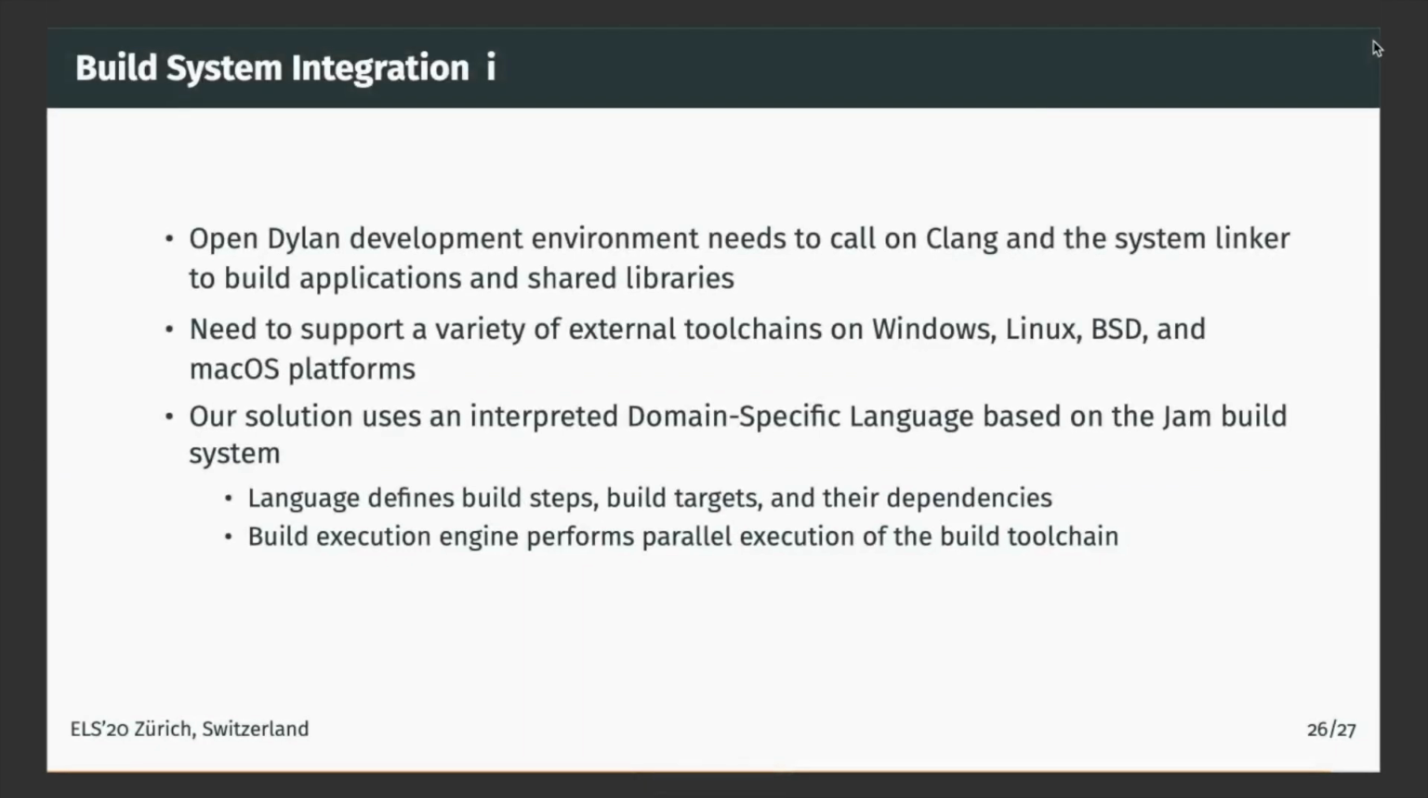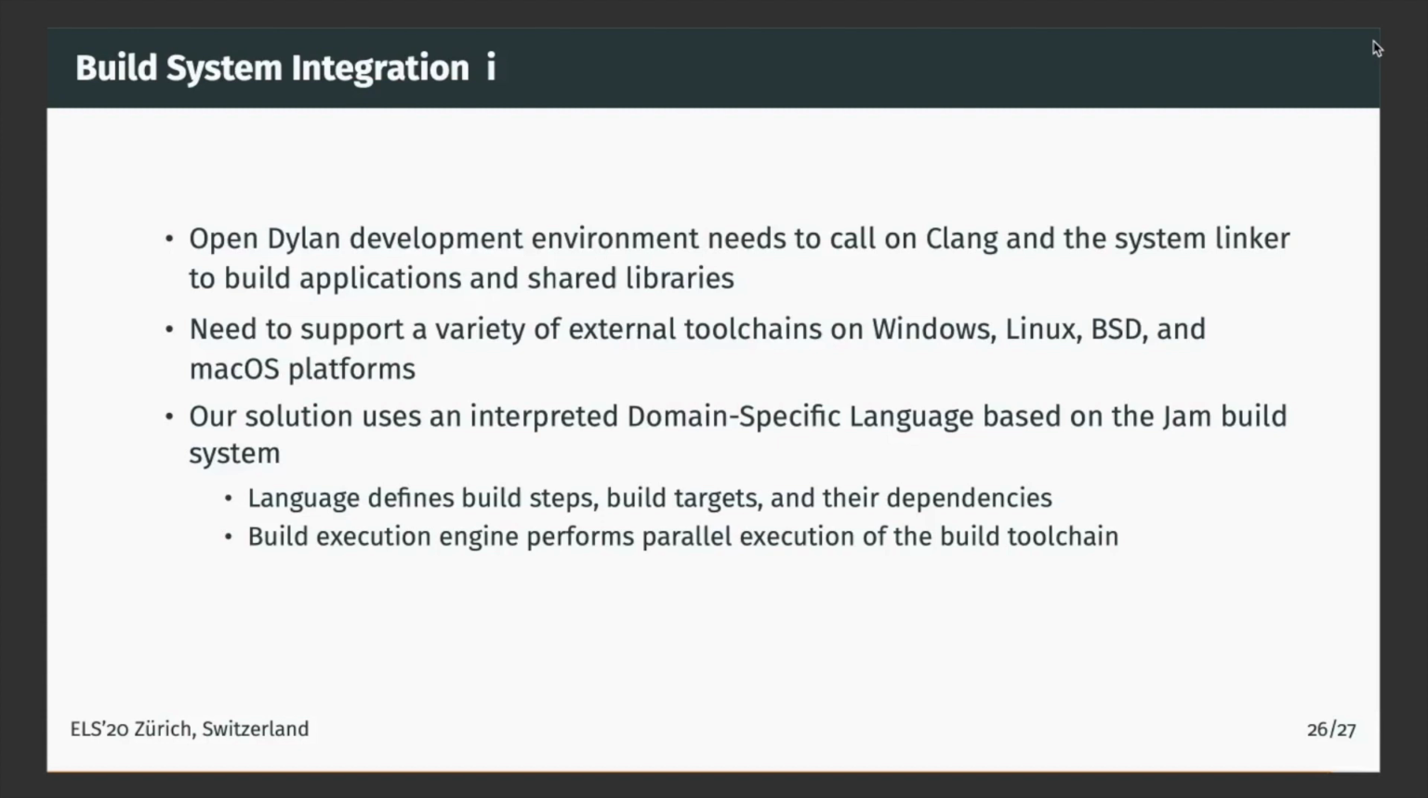After code generation by the backend, the development environment needs to invoke Clang or other LLVM code generation tools and the system linker to build applications and shared libraries. It needs to support a variety of external tool chains on Windows, Linux, BSD, and Mac OS platforms. Our solution to this is to use an interpreted domain-specific language based on the Jam build system, which was originally a standalone make replacement.